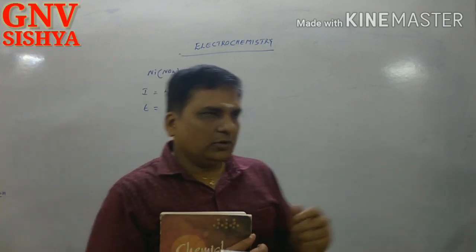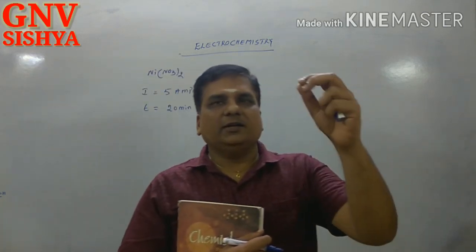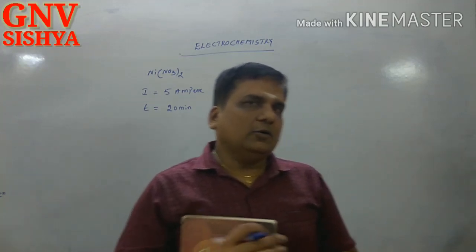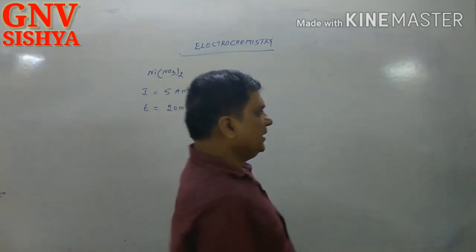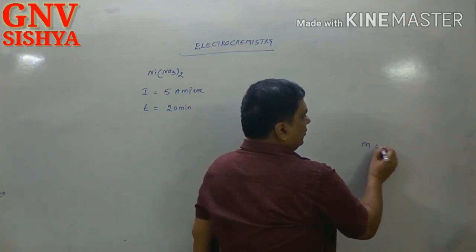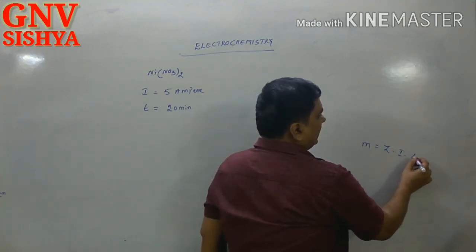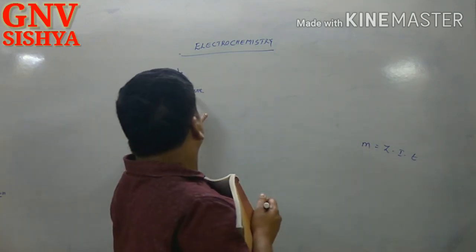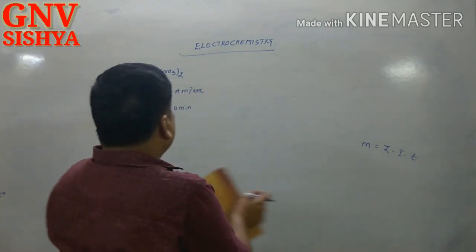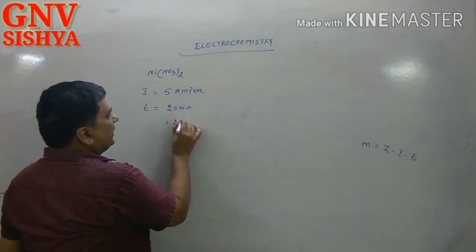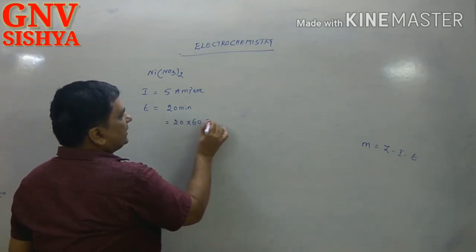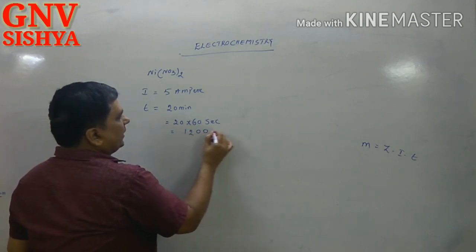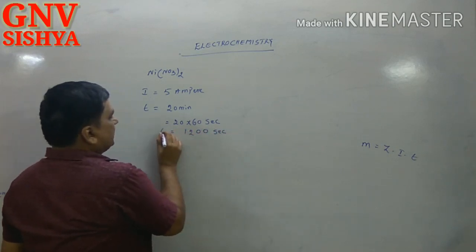Now, don't immediately go to the formula m is equal to Z into I into t. Wait. Let us learn how to do this problem. Firstly, m is equal to Z into I into t. They have given t in minutes, so you convert this into seconds. So 20 into 60 seconds, 1200 seconds. This is the time.